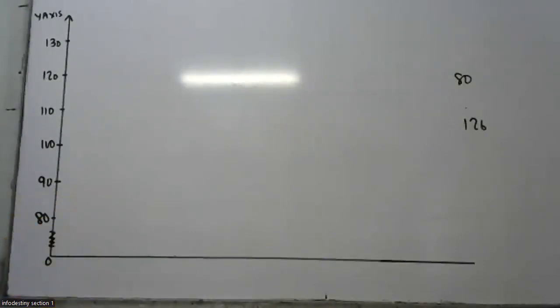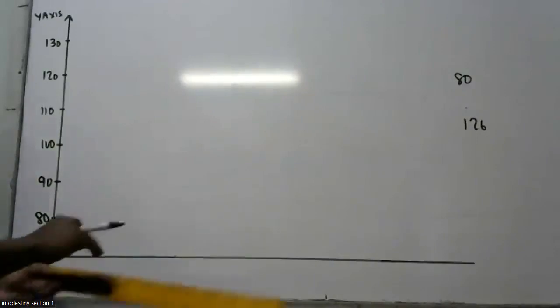Breaking the scale means this distance is representing more units than these other two distances. These represent 10 each, but you can see the whole of this is representing 80. That's the meaning of that.